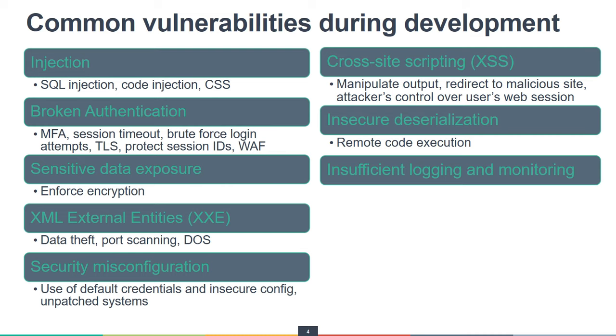So what kind of injections are there? SQL injection, code injection, and cross-site scripting. Broken authentication is when the attacker is able to bypass the authentication mechanisms, allowing the attacker to assume the identity of the attacked user, thus granting the attacker the same privileges as that user.